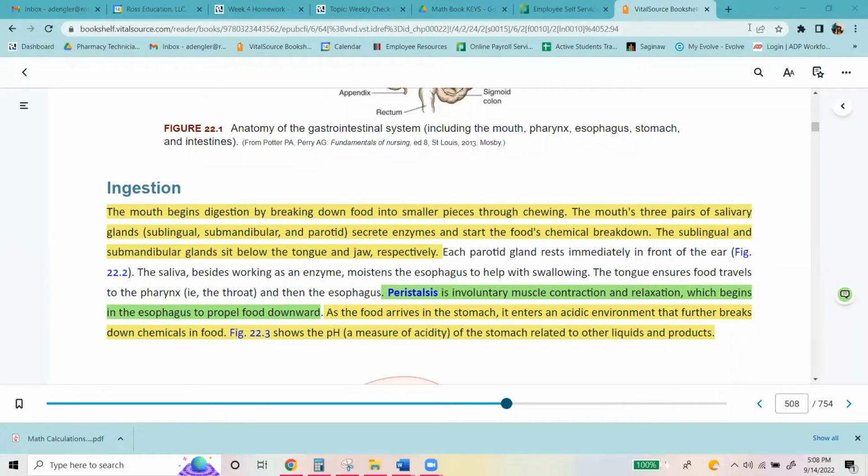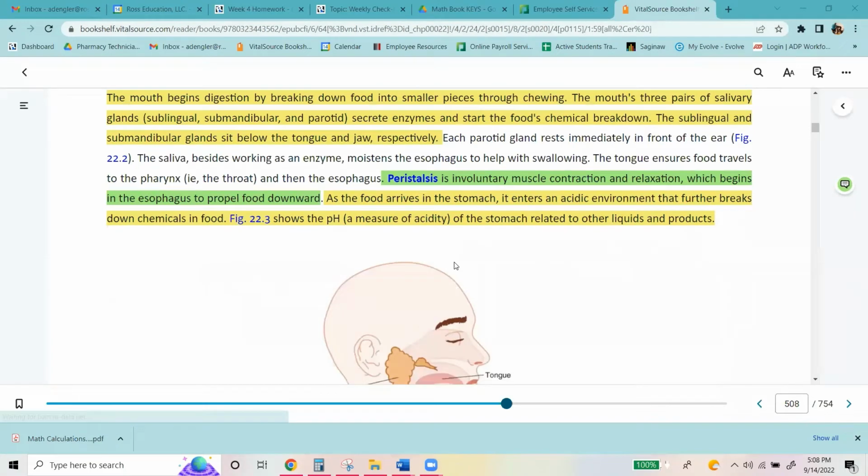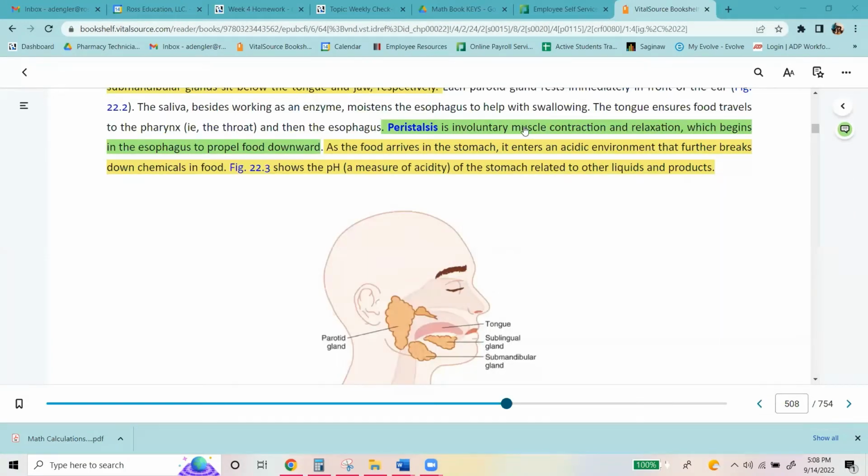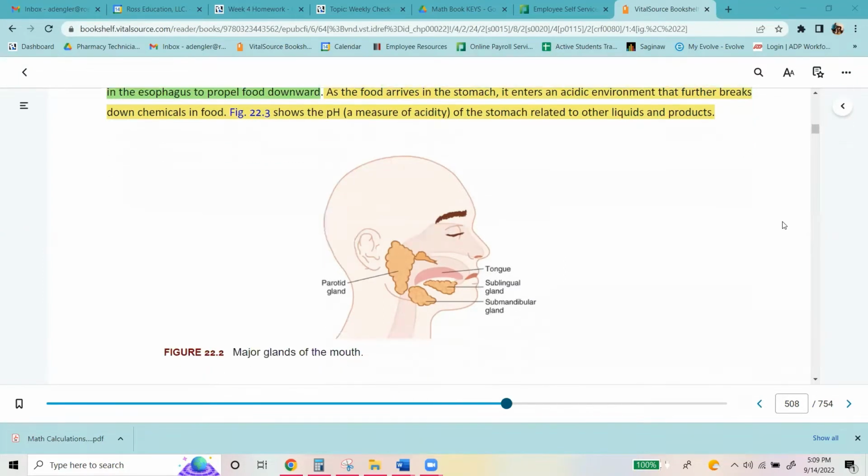The mouth begins digestion by breaking down food into smaller pieces through chewing. The mouth's three pairs of salivary glands are the sublingual, submandibular, and the parotid. They secrete enzymes and start the food's chemical breakdown. The sublingual and submandibular glands sit below the tongue and jaw, respectively. Peristalsis is involuntary muscle contraction and relaxation, which begins in the esophagus to propel food downward.